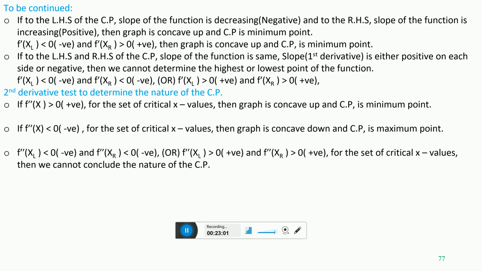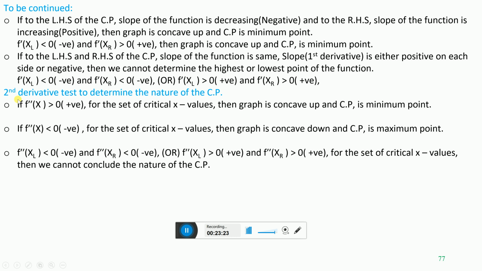But the third condition: if the first derivative to the left hand side of the critical point and to the right hand side of the critical point carry the same sign of the slope, increasing to the left and increasing to the right, or decreasing to the left and decreasing to the right of the critical point as well, then we cannot conclude about the nature of the critical point.